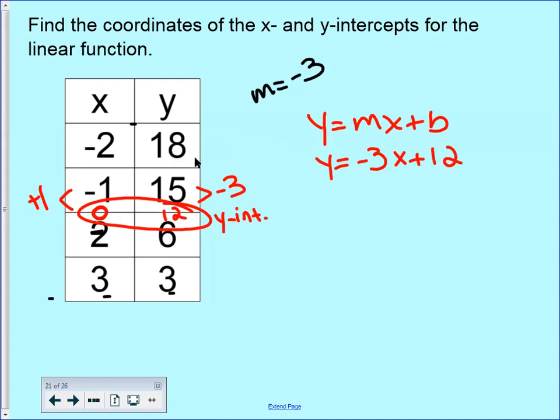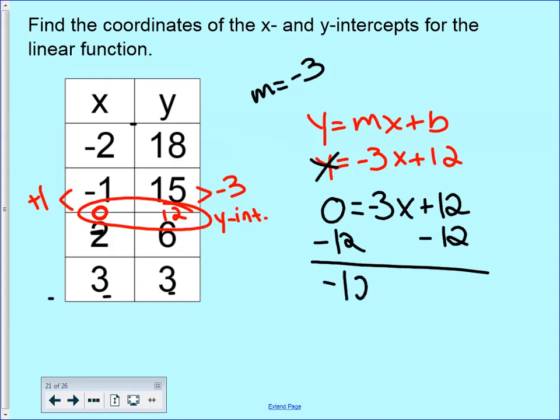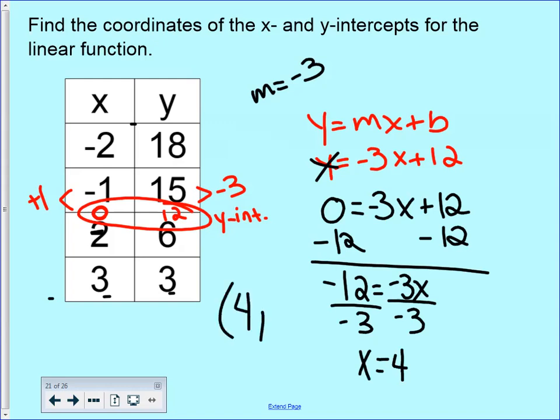My x-intercept, we said, I don't need the y. So here, I can't just cross it out. I need to go ahead and put a 0 in because I'm going to need to solve for x. All right, so solve for x by subtracting 12. And -12 equals -3x. Divide both sides by -3, and I get x equals +4. So my y-intercept was 0, 12. My x-intercept is 4, 0.